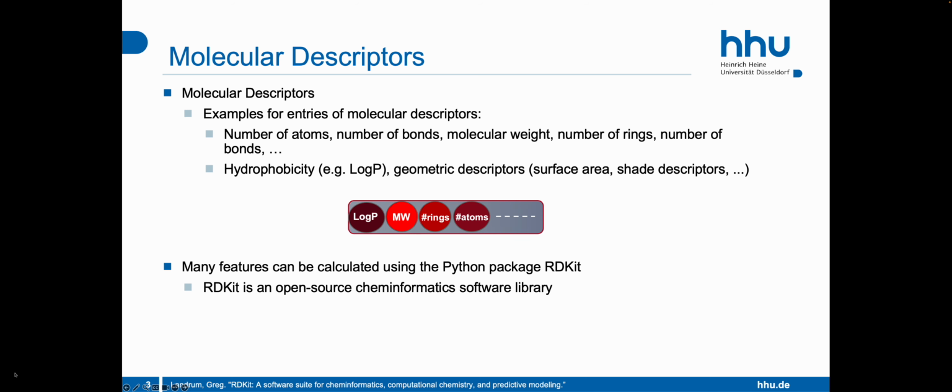A wide variety of different molecular descriptors can be calculated in Python using RDKit, which is an open source cheminformatics software library designed for working with molecular structures and performing tasks such as molecular descriptor calculations. The RDKit package has a built-in module named descriptors that stores over 200 different functions for calculating different molecular descriptors.